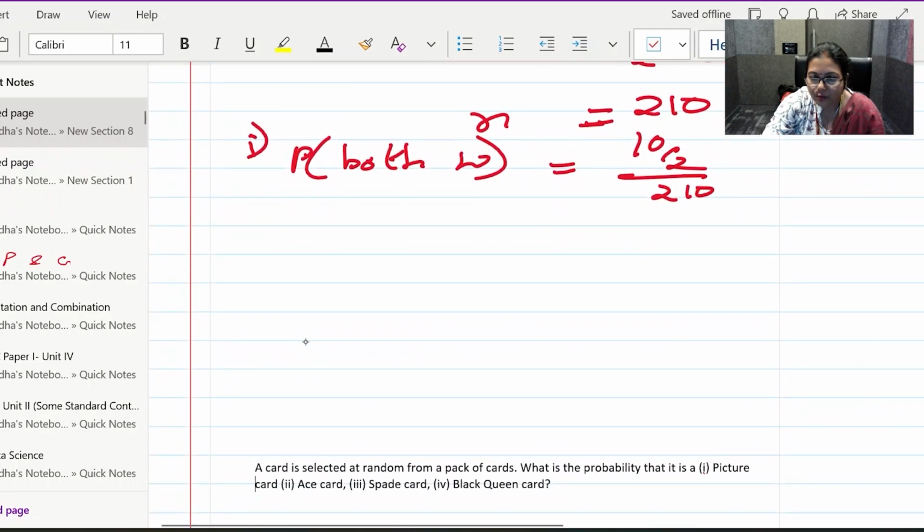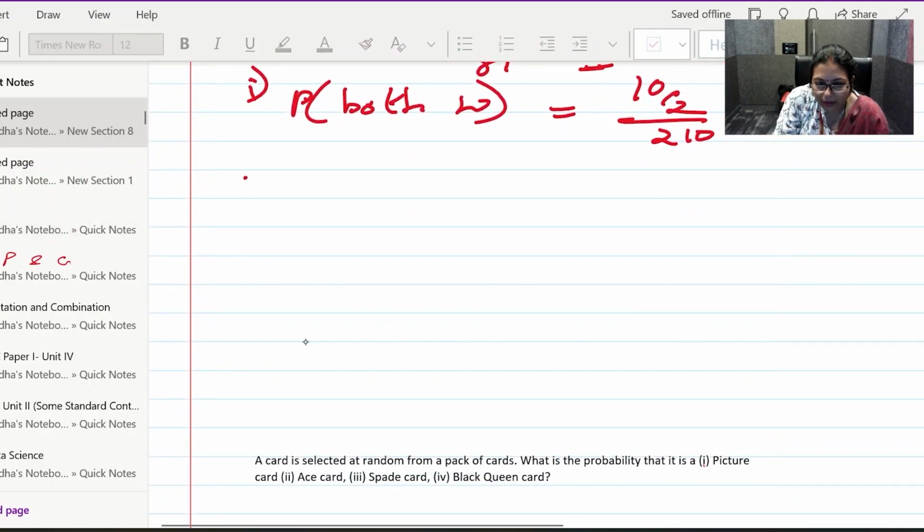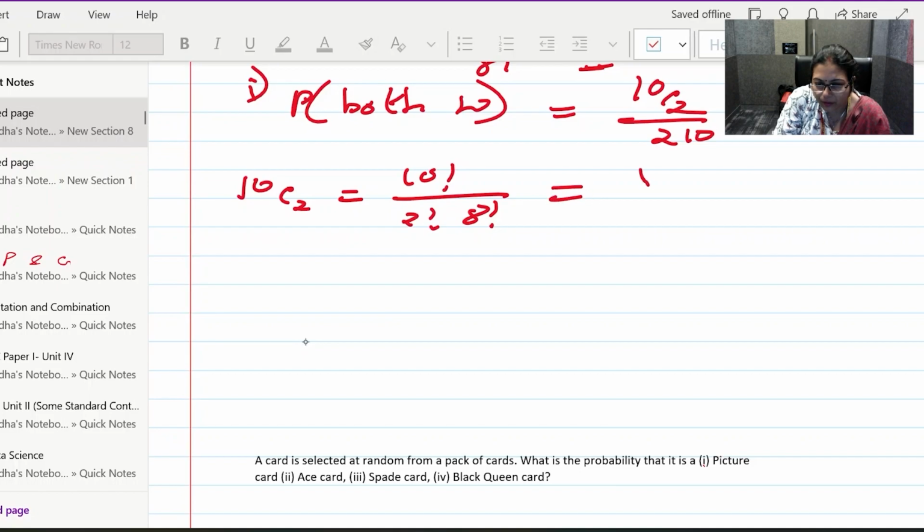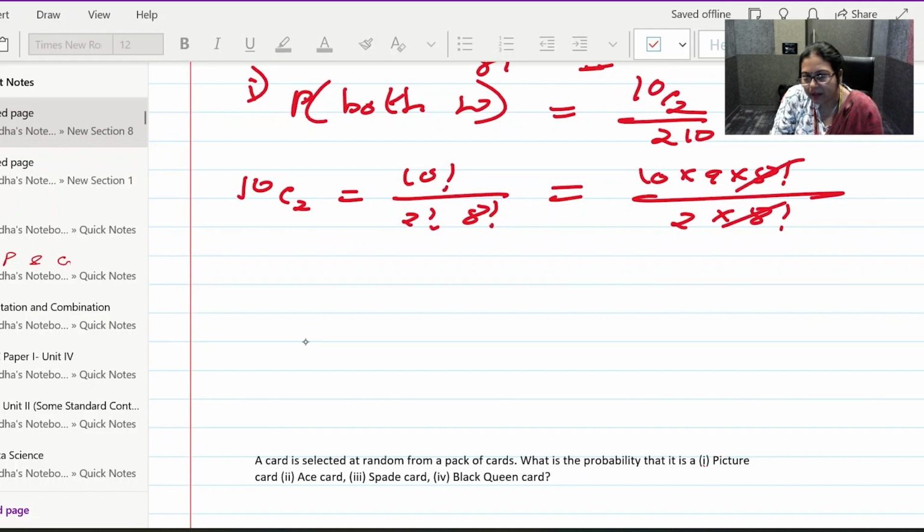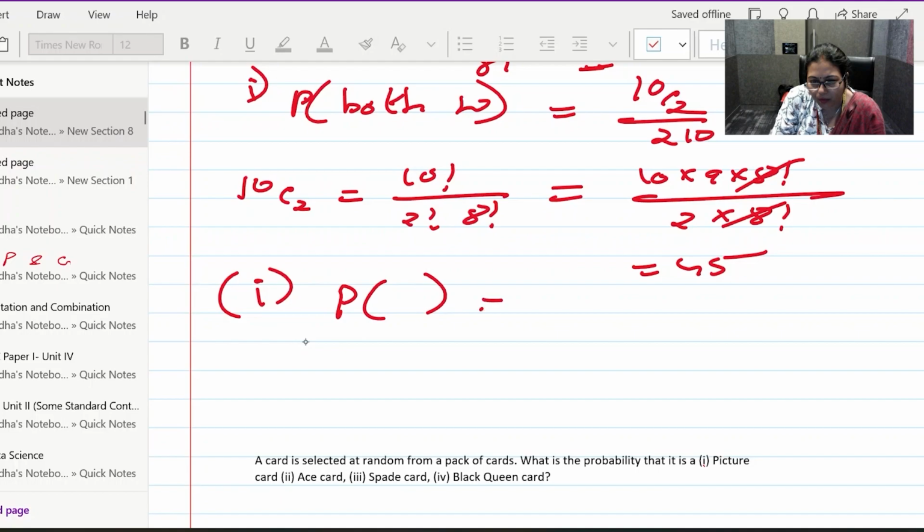So 10C2 we have to find out, that is 10 factorial upon 2 factorial and 8 factorial. So 10 into 9 into 8 factorial, 2 is 2 and 8 factorial gets cancelled. So what I will get here, 45, and the first answer will be both are white ball, that is 45 divided by 210. We can simplify and get the answer.